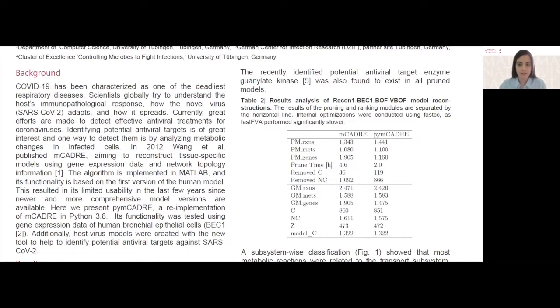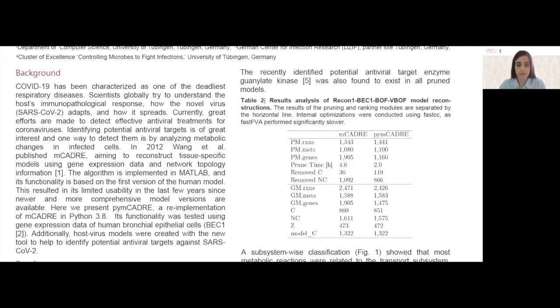However, since the beginning of this pandemic, scientists around the world try to understand the mechanism under which this novel virus spreads and adapts to new hosts, focusing mostly on detecting effective therapies and drug targets to inhibit the virus's growth. And one way to do this in systems biology is by analyzing changes in the metabolism of infected cells using genome-scale metabolic models. So in 2012, mCADRE came out, allowing the reconstruction of tissue-specific models using gene expression data and information from the network topology.